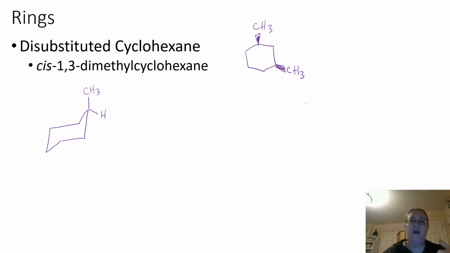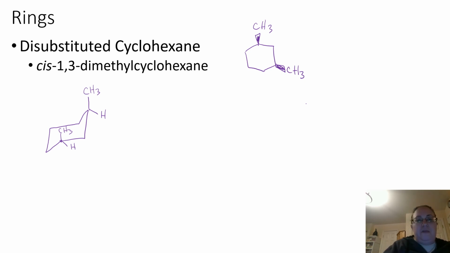I'm then going to count around 3 carbons, which would put me here if I count towards the front. And now I need to put my CH3 on the same side of the molecule. So since it is on the top face in that axial position, I need to put it on the top face as well, which would put it in the axial position in that 1,3 position.